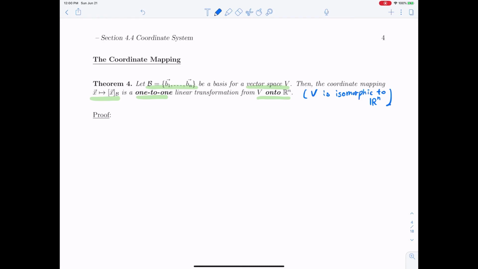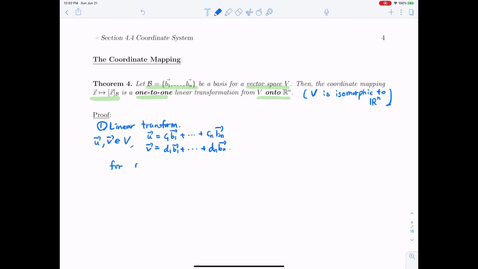So we first have to show that the given coordinate map is a linear transformation. Suppose that you took two vectors u and v in V. Then we can write u as a linear combination of the basis vectors that is given by this. And also we can write v as a linear combination of these vectors.